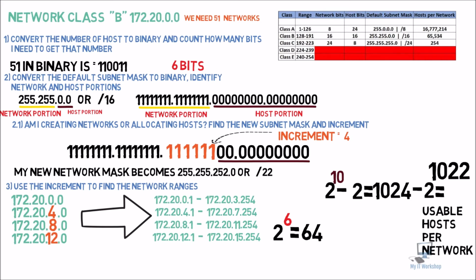If I continue to do the networks, the next one would be 172.20.16.0. The next one is going to be 20.0, the next one 24, 28, 32, and so on until we reach 64.